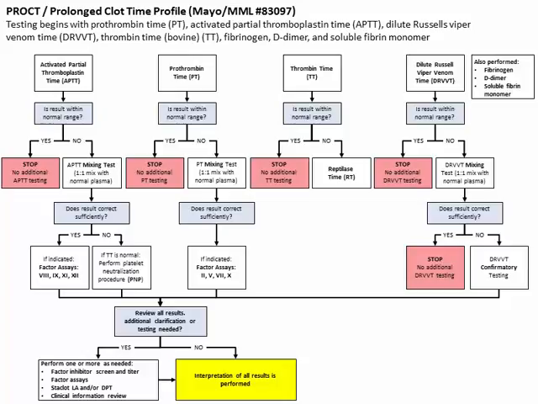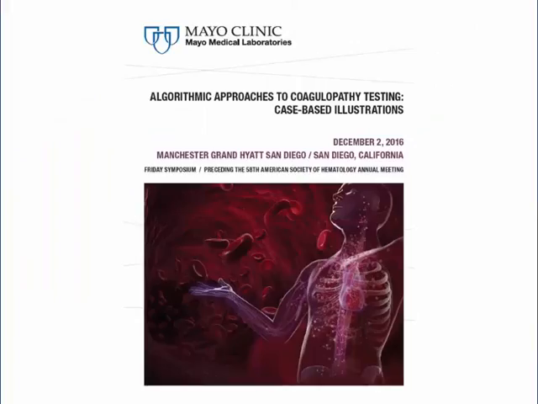This algorithm depicts the Mayo MML prolonged clotting times profile with reflexive testing. The profile testing starts with the APTT and PT along with the DRVVT and thrombin time or TT, and also includes measurements of fibrinogen and fibrin D dimer and soluble fibrin monomer complex. Today, we don't have time to further discuss this algorithm, nor all the details of the SICKFAIL listing and all the causes of APTT or PT prolongation. Perhaps these will later be subject of an MML Hot Topics presentation.